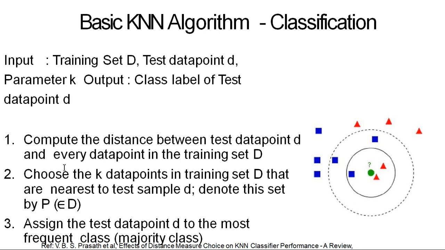So what do we have to do now? First we have to compute the distance between the test data point and every data point in the training set. Now we have to choose k data points in the training set that are nearest to the test sample. See, now we have to choose the k value. If we choose 4, we can choose these 4 data points as the 4 nearest neighbors to the green data point, and we will be calculating the distance between this green data point and these 4 data points. Now we will assign the test data point to the most frequent class, that is the majority class.